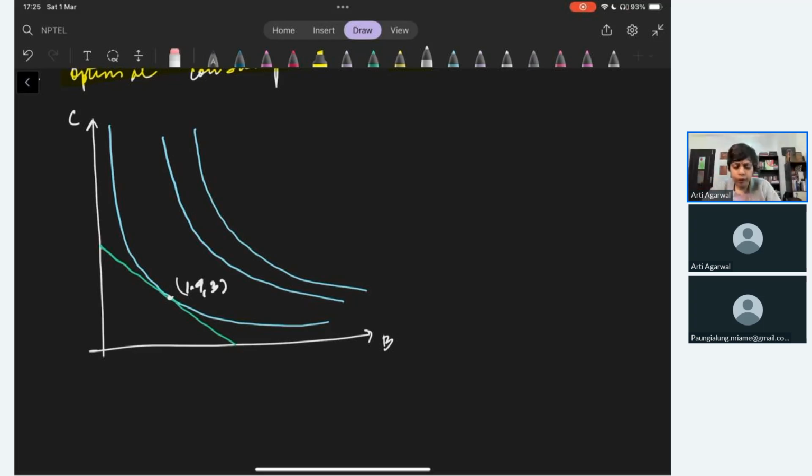Now what we are told is that the price of corn on the cob is increasing, right? Once the price of corn on the cob increases, your budget is going to change, which means this green line is no longer your budget constraint. Your new budget constraint is going to be some other line.